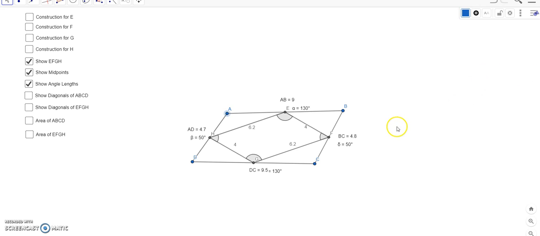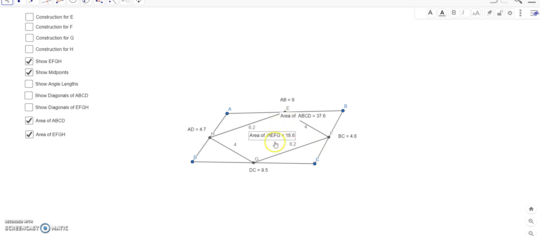One more conjecture we can make is, let's take out the angle measurements, and look at the area of these two quadrilaterals. Let's throw in the area of ABCD, which is 37.6, and we'll move it up here, just under the E. And then we'll show EFGH, and put it kind of in the middle.